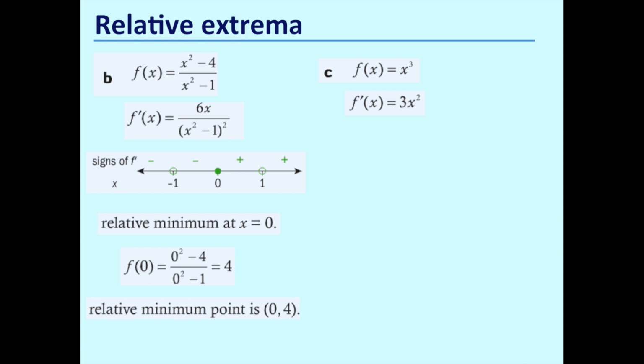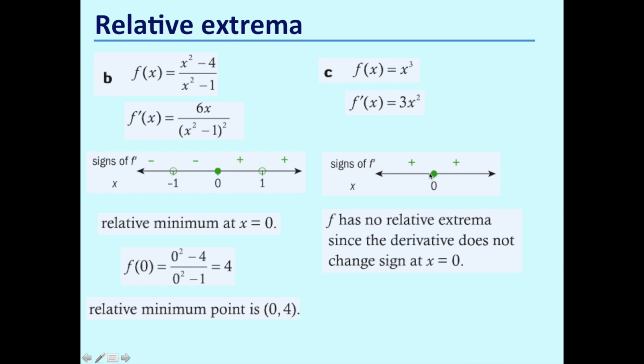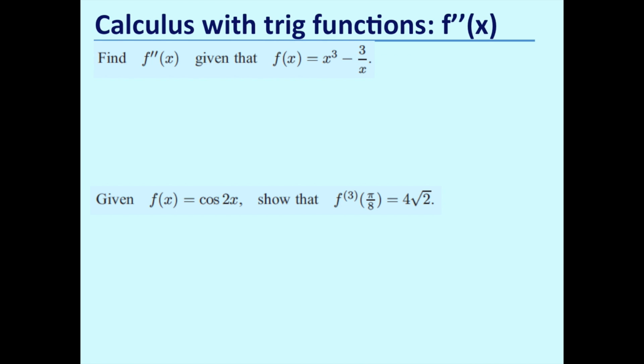For part C, differentiating gives us 3x squared. Set that equal to 0, which means x equals 0, so there's a stationary point here. Test the derivative either side, and it's positive, so there is no change, and therefore this is neither a relative maximum nor minimum.